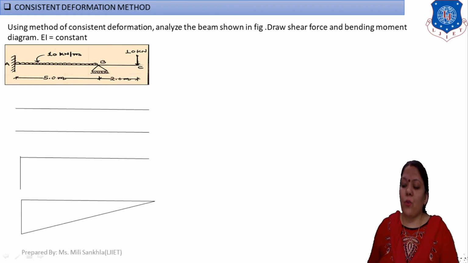Okay, now we solve our second example. Before starting this example, again we read the given data properly. In this example: using the method of consistent deformation, analyze the beam and draw the shear force and bending moment diagram, where EI is constant.